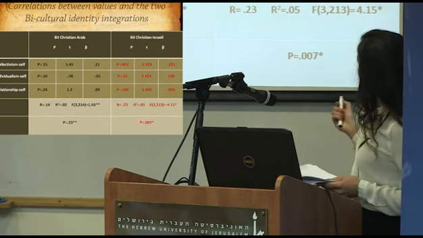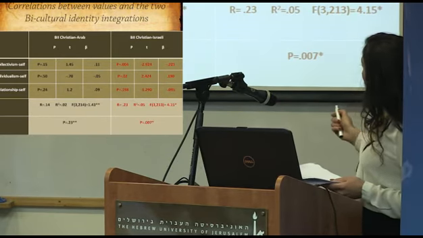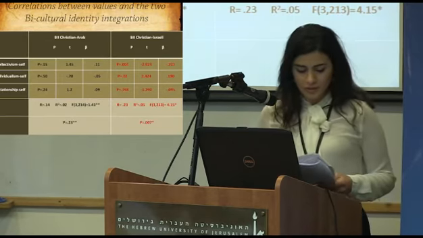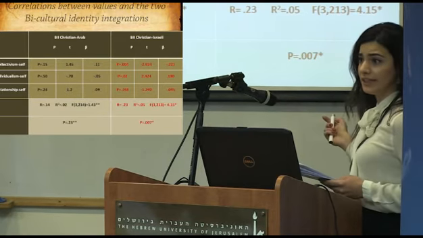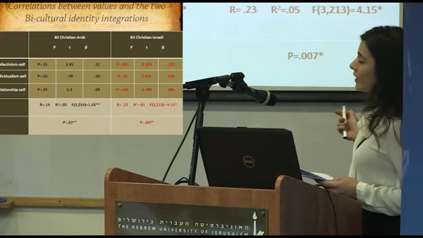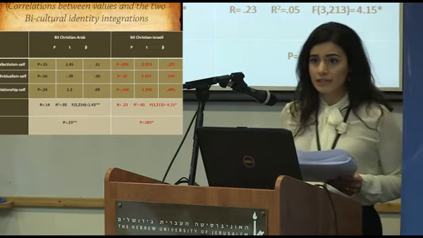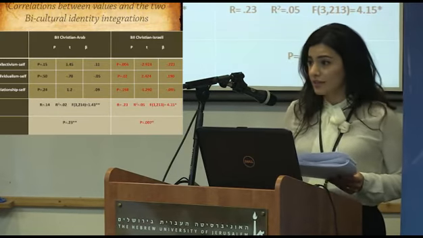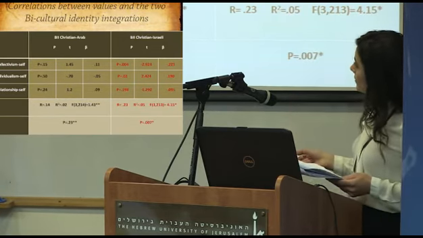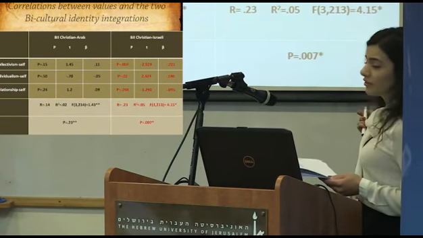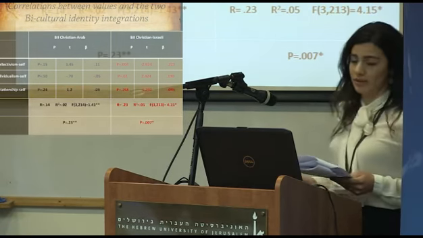So in this situation, as you see, only the p-value of Christian-Israeli integration was significant. So collectivism is negatively and significantly correlated with Christian-Israeli integration. So the more collectivism is endorsed by respondents, the less there is an integration between Israeli and Christian identities. Individualism is positively and significantly correlated with it, and relationships is negatively correlated with it.